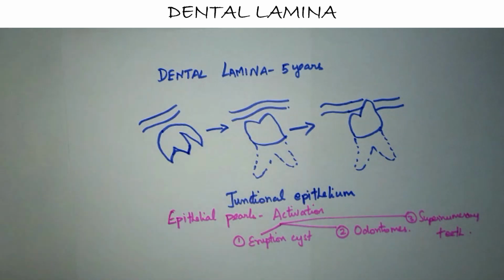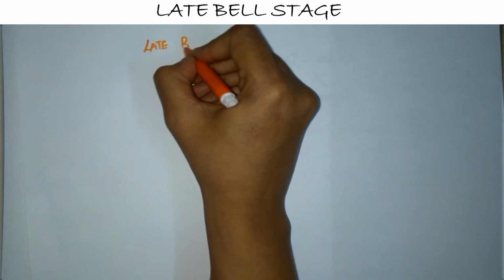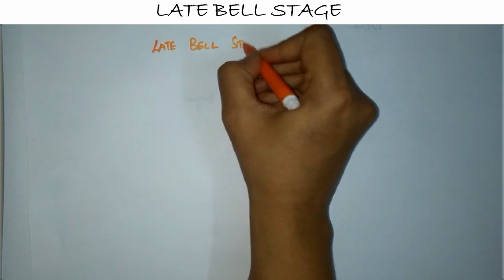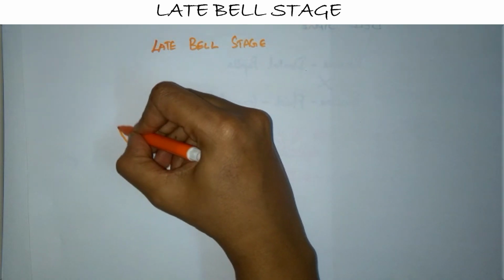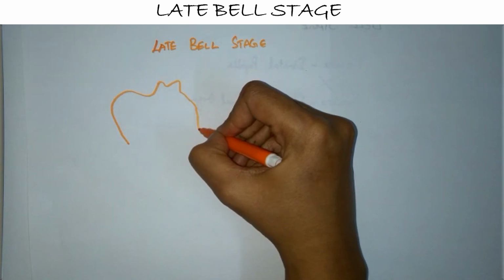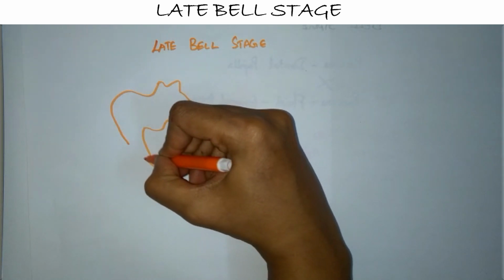Let us see about the late Bell stage, which is otherwise called the advanced Bell stage. What happens in this late Bell stage? The enamel organ is no more attached with the dental lamina. And what are the changes that are going to happen in the cells? We will see one by one.